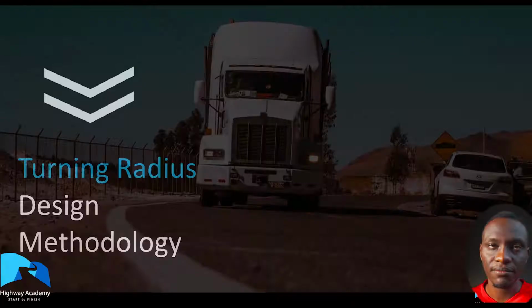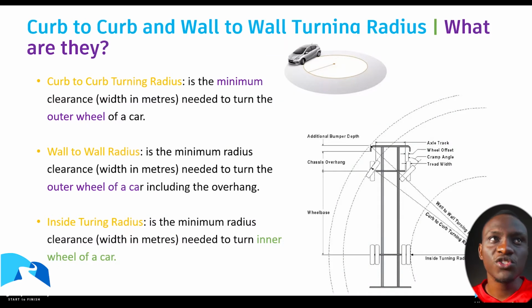So, what's curb to curb and wall to wall turning radius? What are they? Curb to curb turning radius is the minimum radius needed to turn the outer wheel. Now, the wall to wall radius is basically the curb to curb radius, including the overhang. And the inside turning radius is the minimum radius needed to turn the inner wheel.